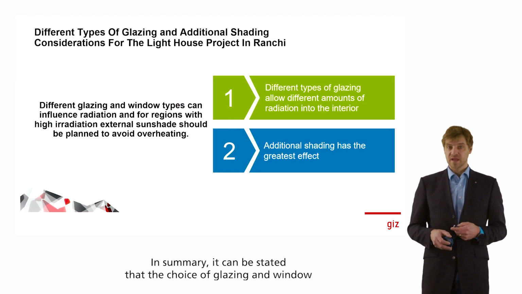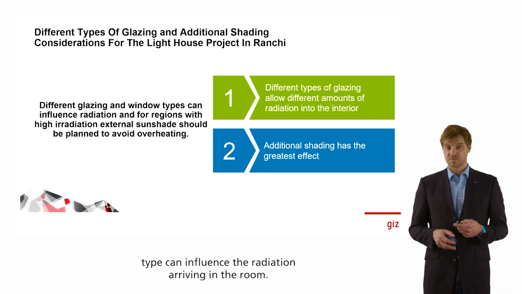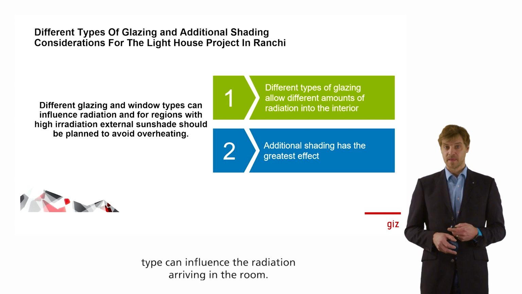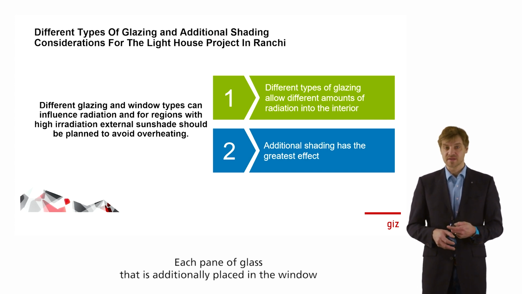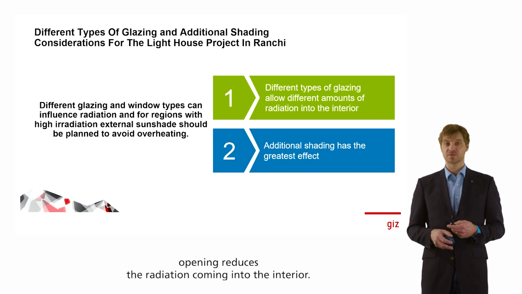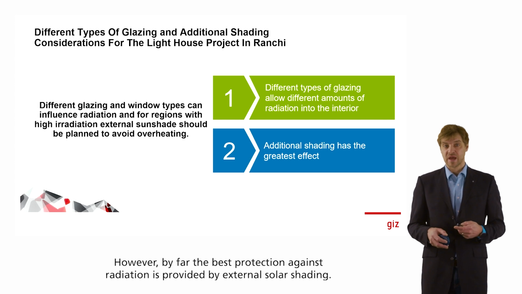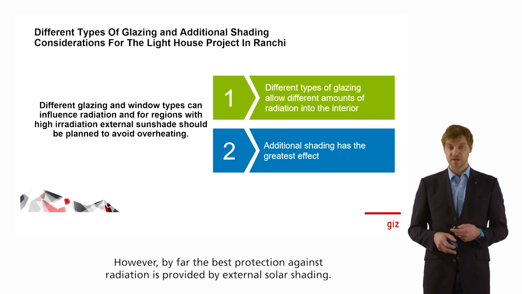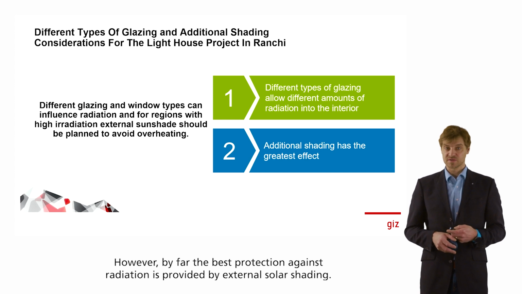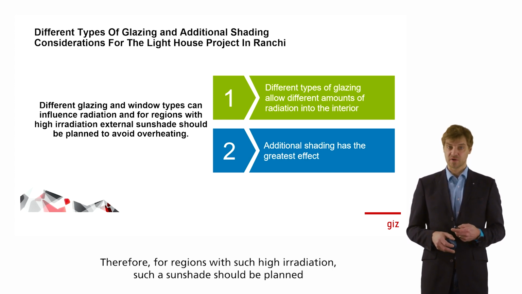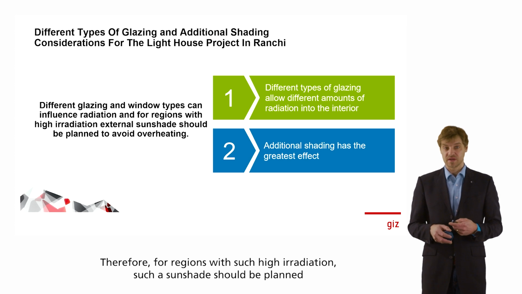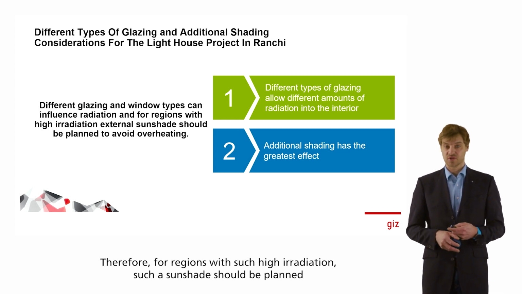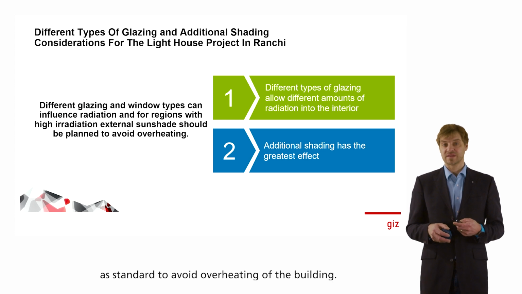In summary, it can be stated that the choice of glazing and window type can influence the radiation arriving into the room. Each pane of glass that is additionally placed in the window's opening reduces the radiation coming into the interior. However, by far the best protection against radiation is provided by external solar shadings. Therefore, for regions with high irradiations, such a sunshade should be planned as a standard to avoid overheating of the building.